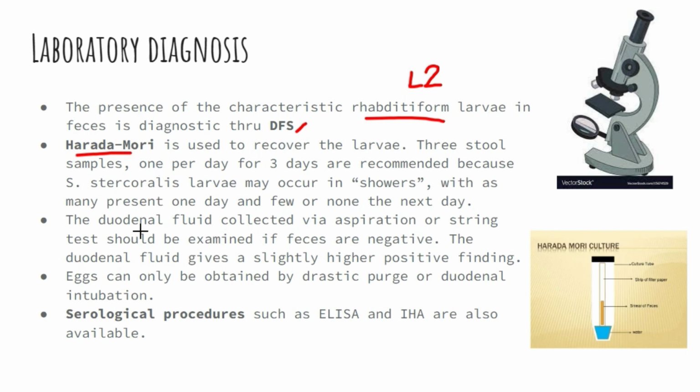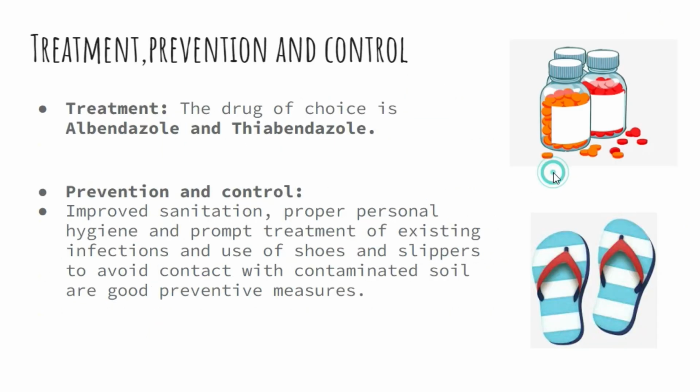And then duodenal fluid collected via aspiration or string test should be examined if the feces are negative, and then the duodenal fluid gives a slightly higher positive finding in comparison po with stool. Eggs can only be obtained by drastic purge or duodenal intubation. And serological procedures such as the ELISA and the IHA are also readily available for Strongyloides stercoralis. Treatment, azoles pa rin kasi nga ulit-ulit tayo pag nematodes, azole, like albendazole and thiabendazole.